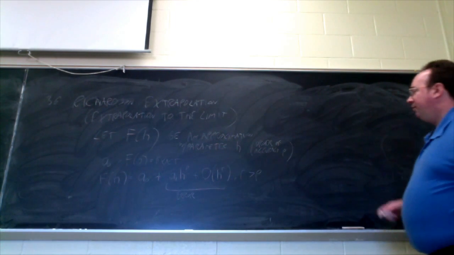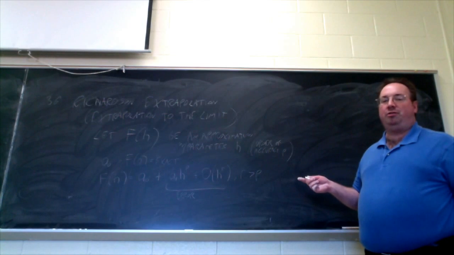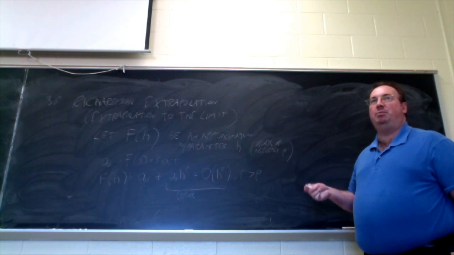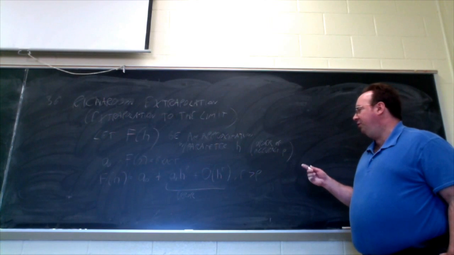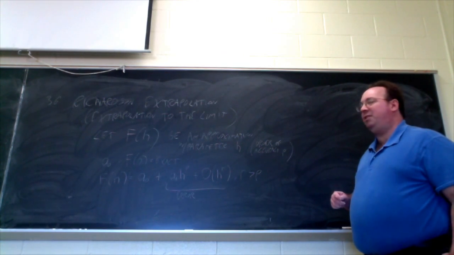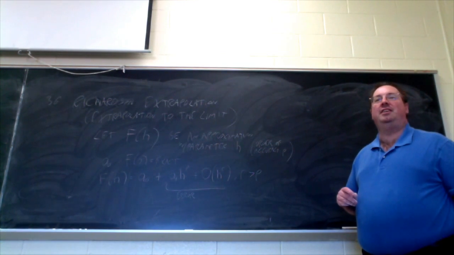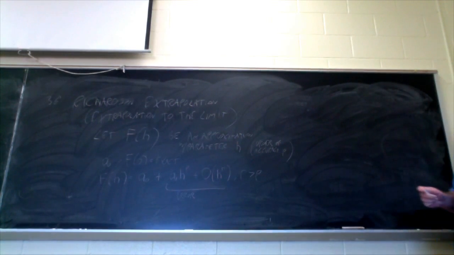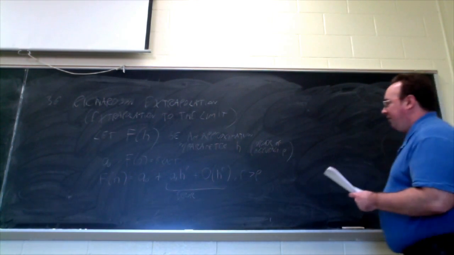Okay. So for example, the composite rules from last time, midpoint and composite trapezoidal rule, have order of accuracy 2, so p equals 2. What about Simpson's? How accurate was that? 4. Yes, so higher order accurate than midpoint or trapezoid. All right.